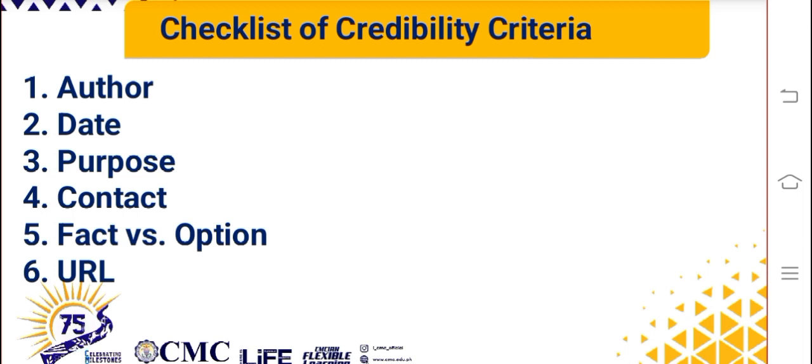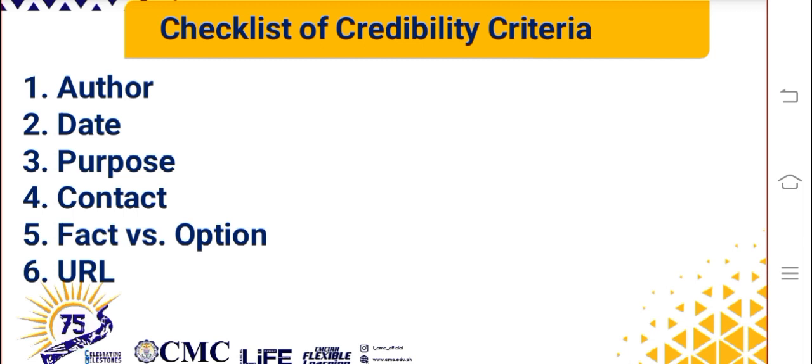Number 4, contact. Most credible websites list down contact information such as telephone number, email address, or mailing address so that users may get in touch if they have questions.